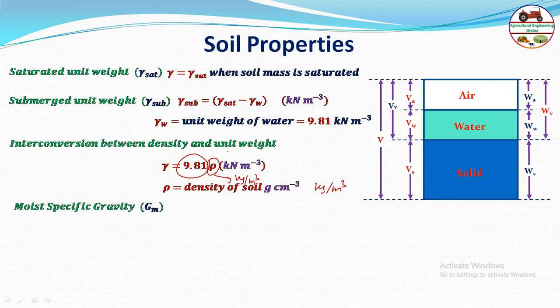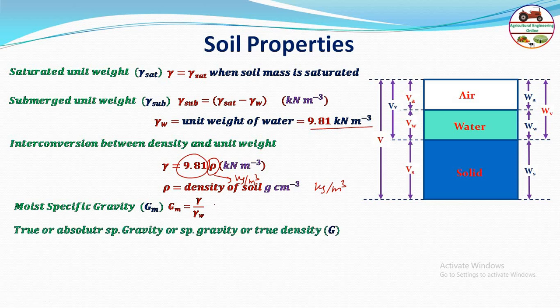Then moist specific gravity. So now coming to the specific gravity. Specific gravity is the bulk unit weight divided by unit weight of water. In this case, unit weight of water is 9.81 kilonewton per meter cube or Newton per centimeter square. So in this case, moist specific gravity is the ratio between the unit weight of soil, bulk unit weight, divided by unit weight of water.